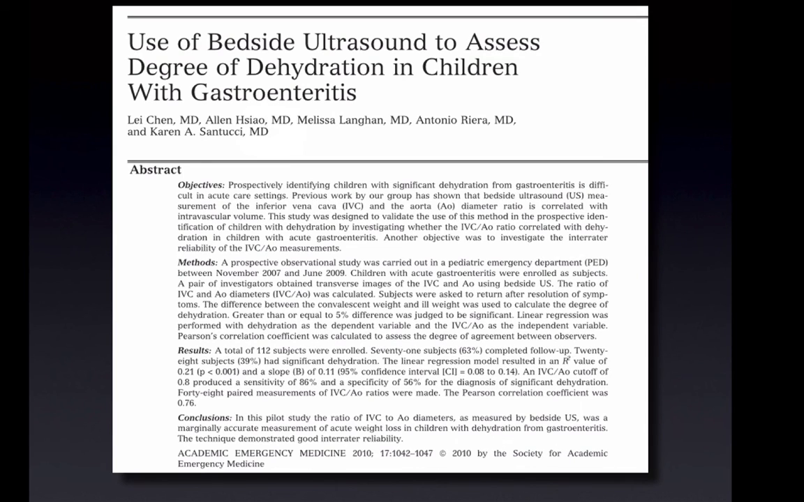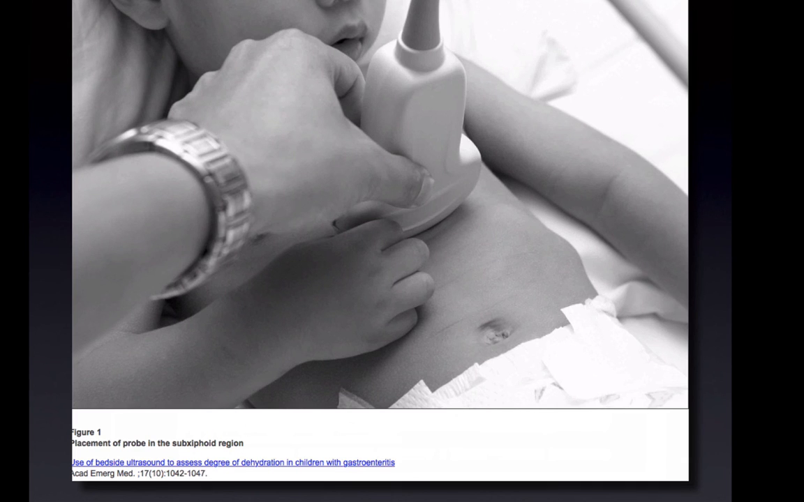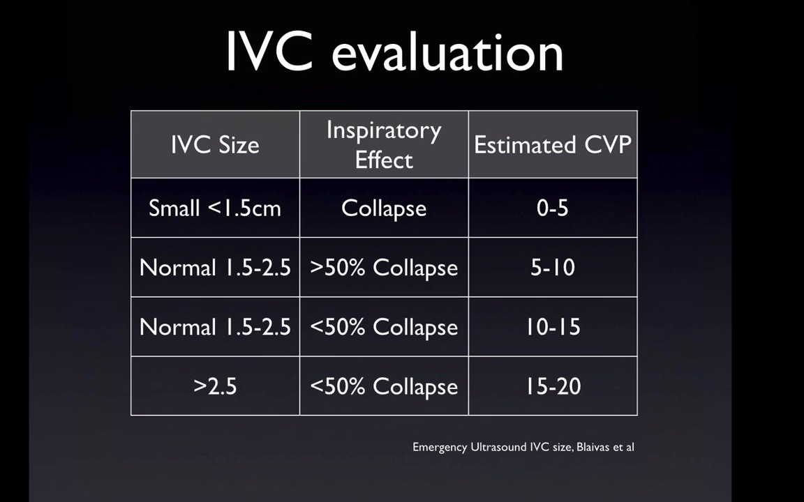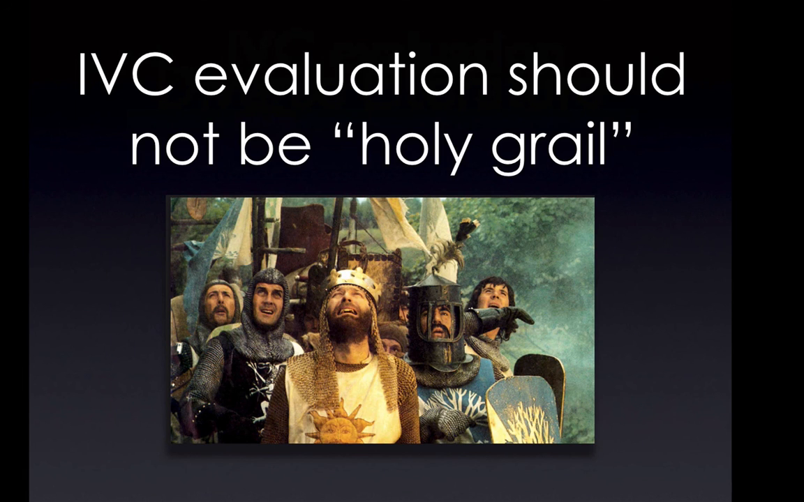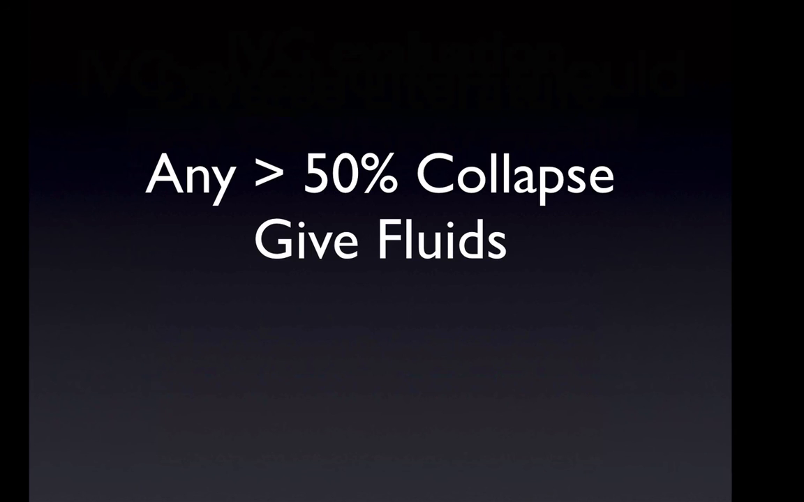And in children, there's some literature that they look at for evaluation of dehydration. They've done IVC to aorta diameter ratios, and they've correlated that. But basically, as a general rule, you can look at the IVC to see if it collapses more than 50% or less than 50%, and there's diverse literature. So you shouldn't take it as the holy grail in the basis of your exam. The IVC should guide your treatment, not be the final thing for you to do. Basically, any greater than 50% collapse, give fluids.